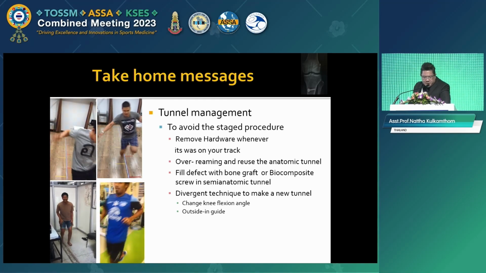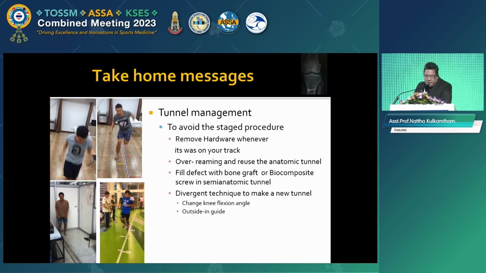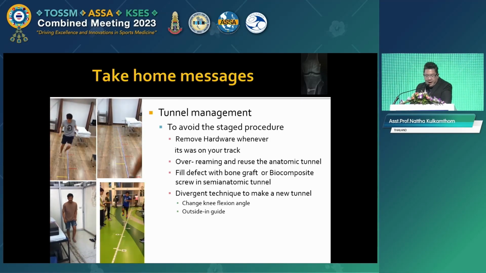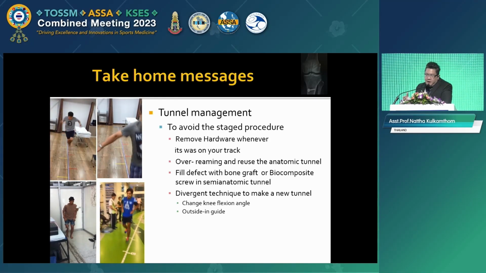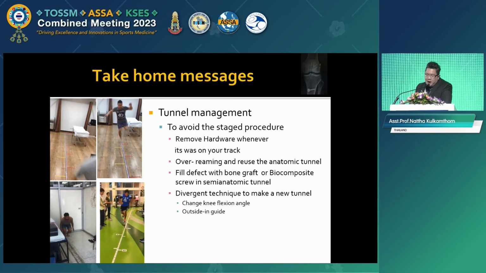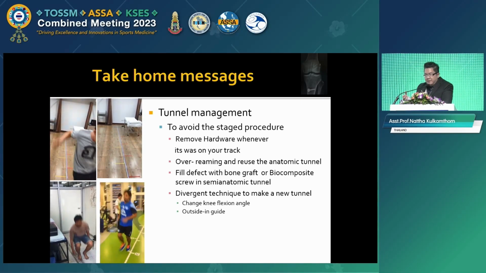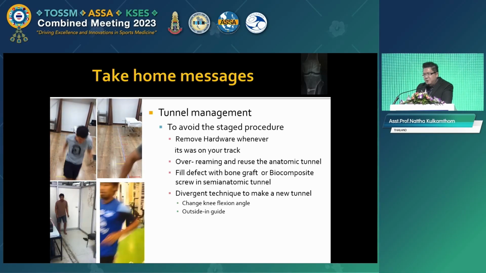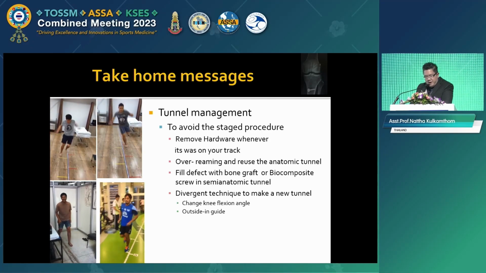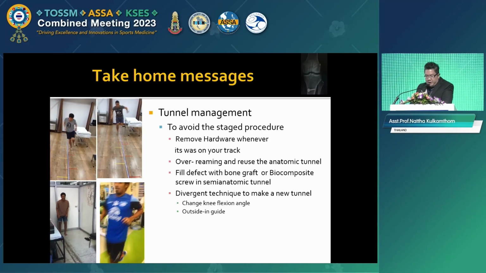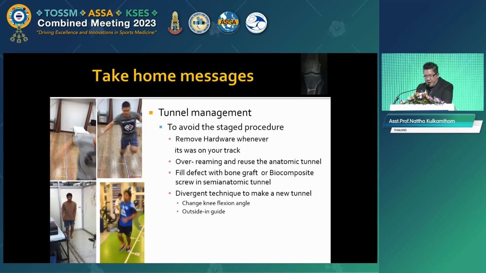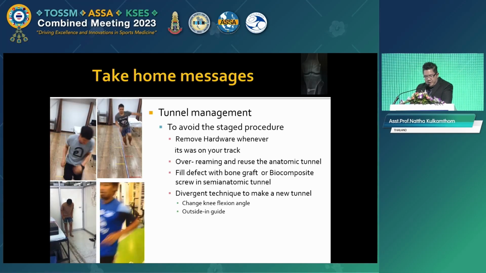Take-home messages: to avoid the staged procedure, remove hardware whenever it obstructs your tunnel. If the tunnel is anatomic, just over-ream and use a larger plug. Fill the defect with bone graft or screw. I have a lot of experience with the stack screw. And the divergent technique can make a new tunnel, and maybe you add bone graft or a stack screw to make a new tunnel. Thank you.